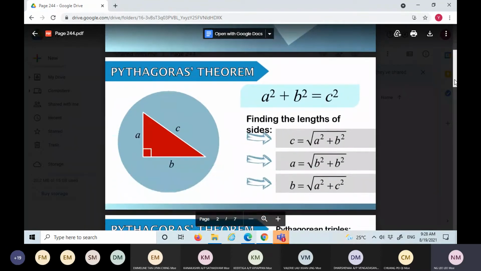Example, the Pythagoras theorem. The Pythagoras theorem can only be applied on the right angle triangle. If the triangle given is not a right angle triangle, you cannot use the Pythagoras theorem. So a squared plus b squared equals c squared. C squared must be the longer side, which is the hypotenuse of the right angle triangle.